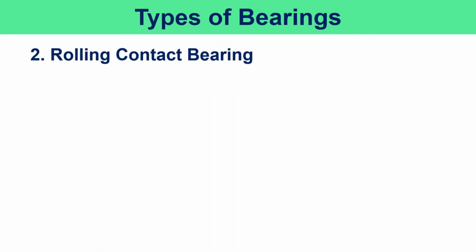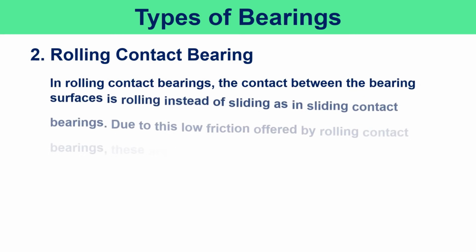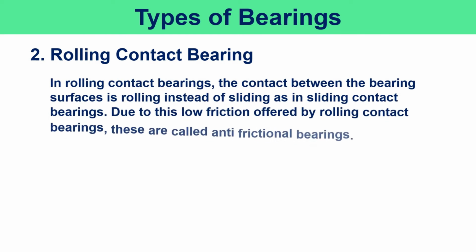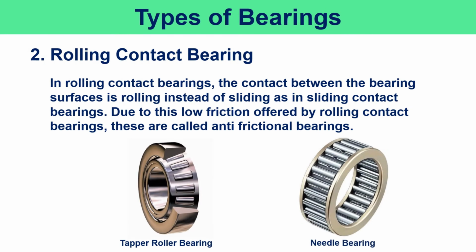Rolling contact bearing. In rolling contact bearings, the contact between the bearing surfaces is rolling instead of sliding as in sliding contact bearings. Due to the low friction offered by rolling contact bearings, these are called anti-frictional bearings. Taper roller bearing and needle roller bearing are examples of rolling contact bearing.